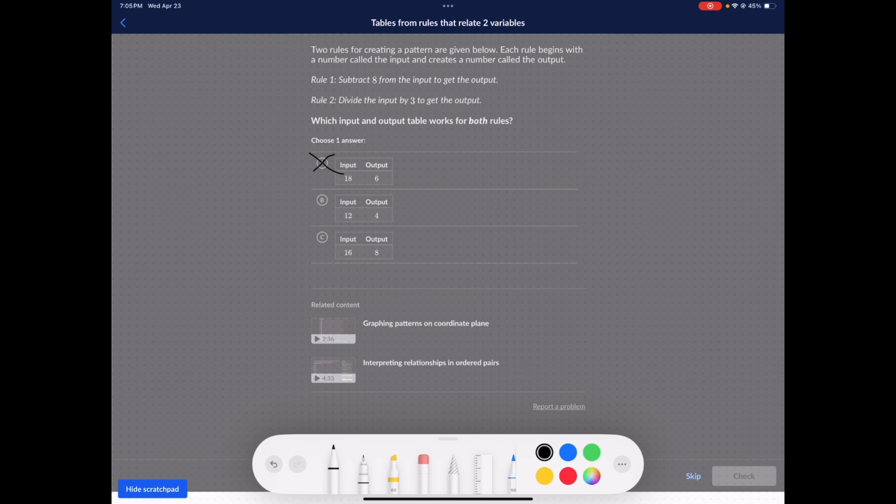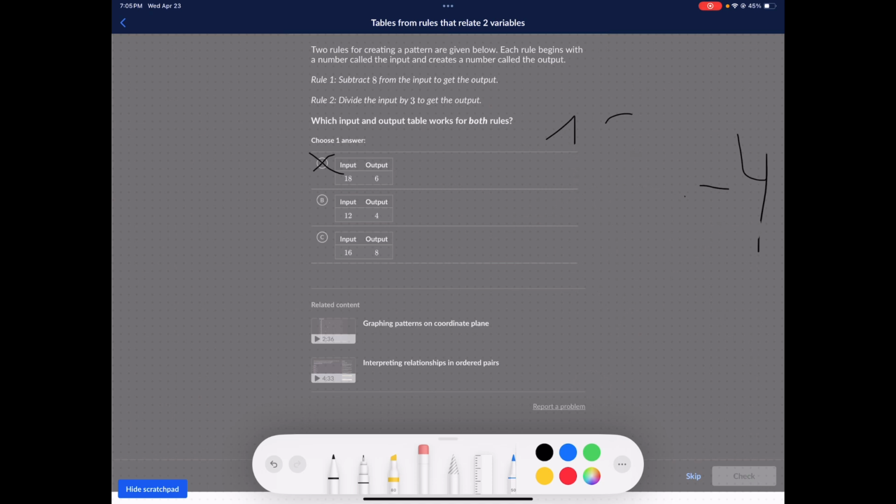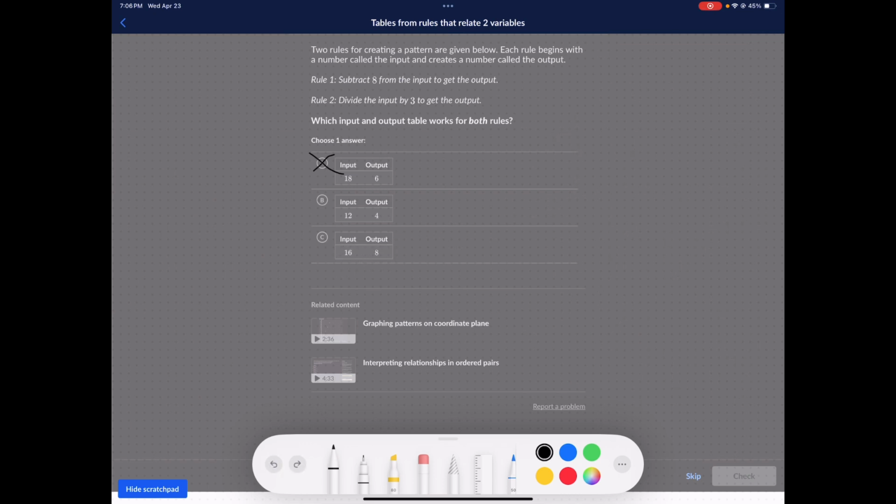B and C. Now we have to divide the input by 3 to get the output. So let's see what we got here. Choice B. We do 12 over 3, and what does that give us? 4. Good job. So, is that our output? Yeah, that is our answer. So that means B must be our final answer here, because if we tried it with C, this would be dividing by 2, because we have 16 and 8. That's divided by 2. Although the first rule works, the second doesn't. And B is the only answer here that follows all the rules.